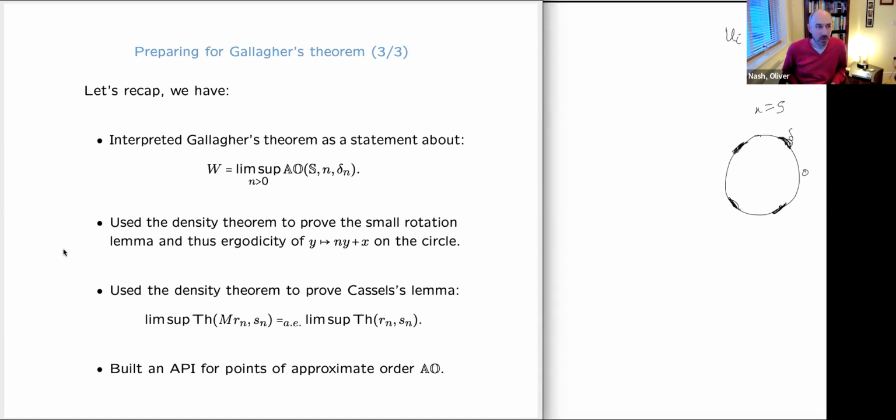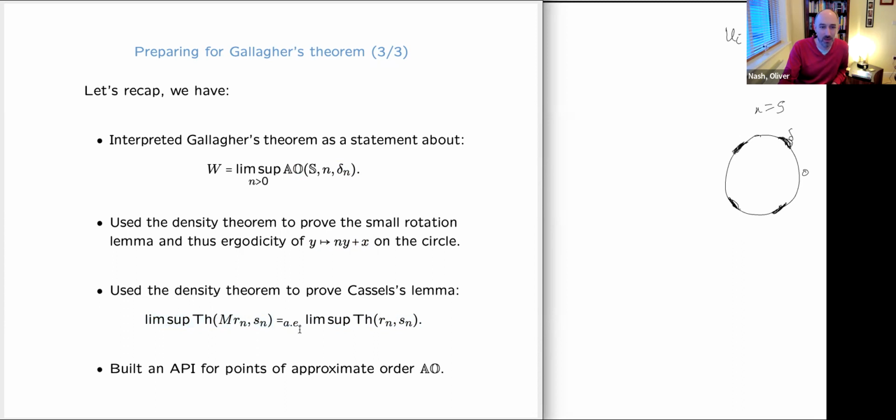Okay, so in summary, just before we dive into the proof, which I'll fly through, we interpreted Gallagher's theorem now. It's a lim sup of points of approximate order on the circle, using your input radius n, delta n. We use the density theorem to prove ergodicity. We also use it to prove Castle's lemma, which says that this is a lim sup of a thickening. These sets A, O, these are thickenings.